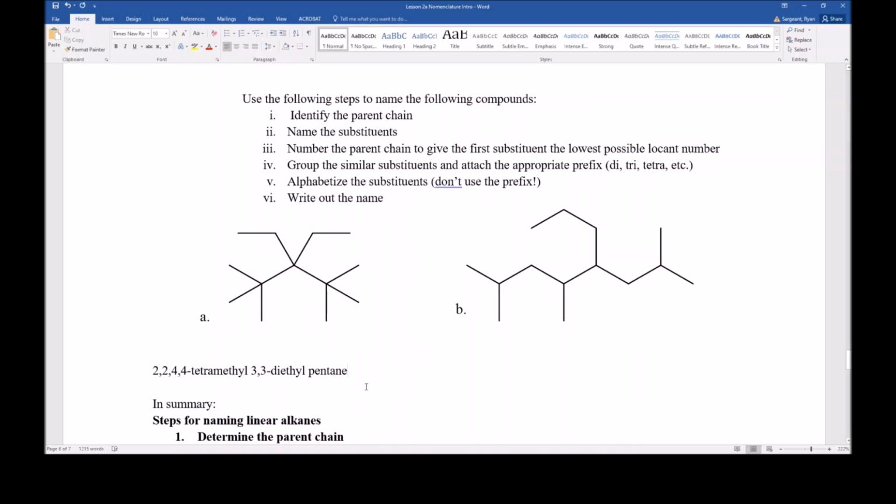Okay, so now we need to start putting the pieces together. Alphabetizing this, I am comparing the M, because you ignore any of these numeric prefixes, so I'm alphabetizing it based on the M, and I'm comparing that M with an E right there. So E comes before M, so the name for this compound right here would be 3,3-diethyl-2,2,4,4-tetramethylpentane.